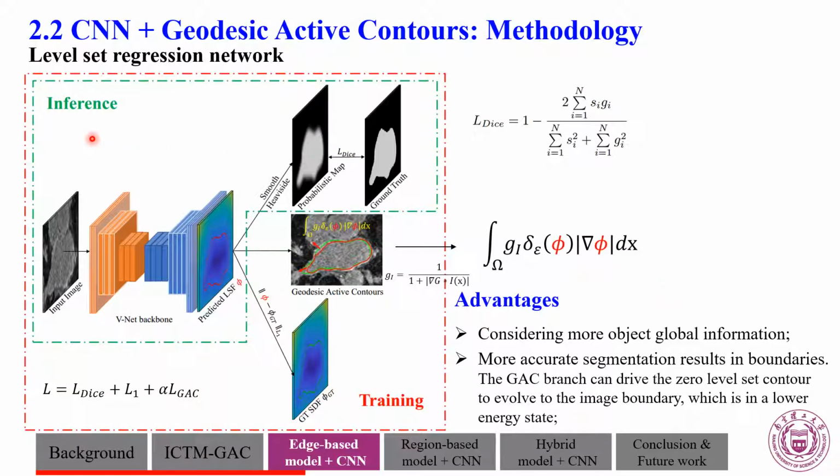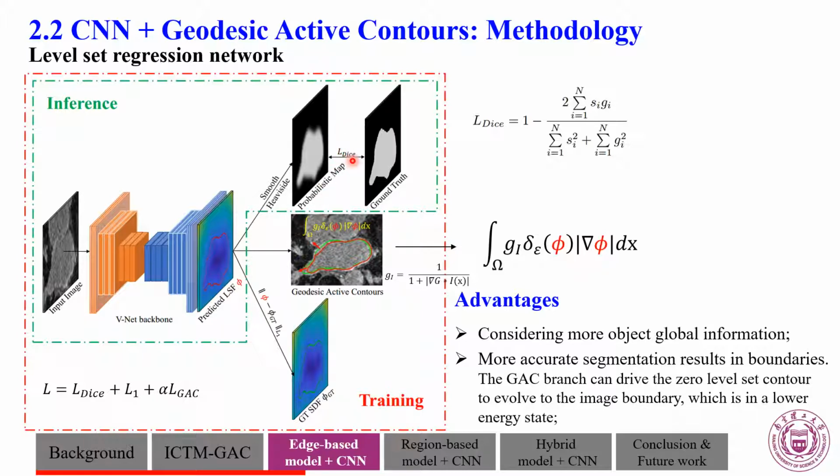Furthermore, we developed a level set regression network for image segmentation. The network employs a typical encoder-decoder network as a backbone. The expected output in the final layer is a predicted level set function phi. The red and green contours denote the predicted segmentation and ground truth contours, respectively. At the end of the network, three branches are used to guide the learning.